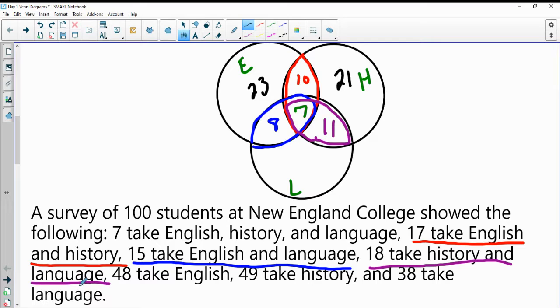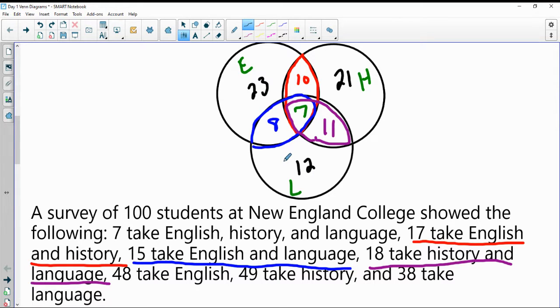Okay, and then 38 take language. So my whole language bubble should have a total of 38. So get rid of these. 38 minus 11 is 27. Minus 7 is 20. Minus 8 is 12. So 12 of those kids are taking language, but not English or history. Okay, so this is our circle.